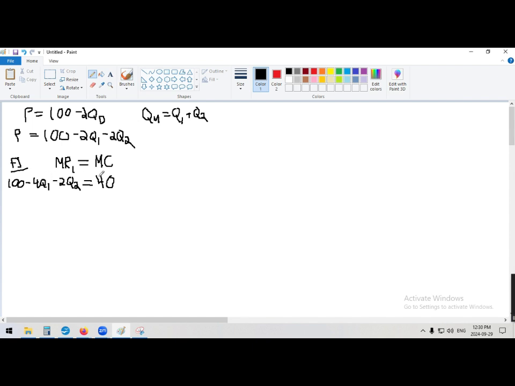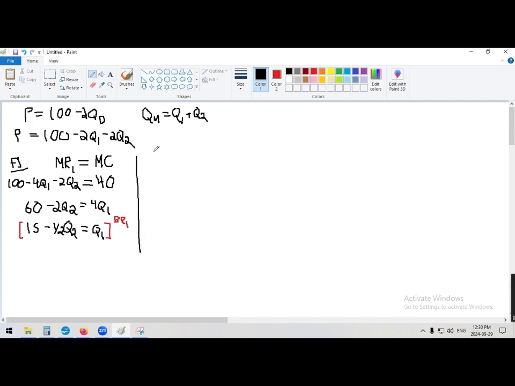Now let's see here. We can solve for Q1 by moving it over. Move the 40 over. We get 60 minus 2 Q2 remaining. That's going to equal 4 Q1. And then we divide both sides by 4. We get 15 minus a half Q2 is Q1. So that there is going to be the best response for the first firm.